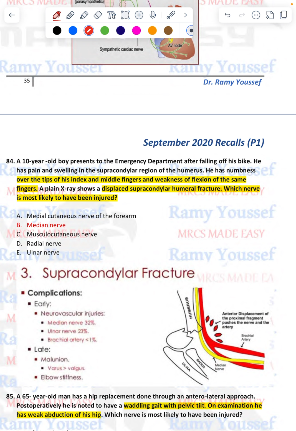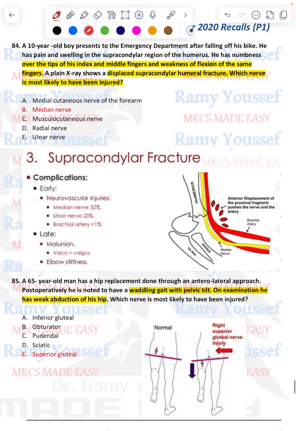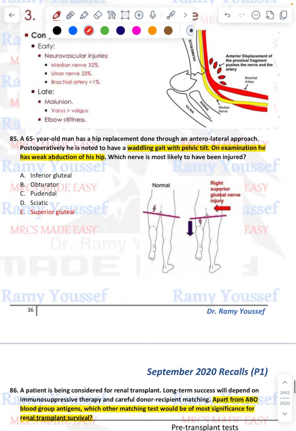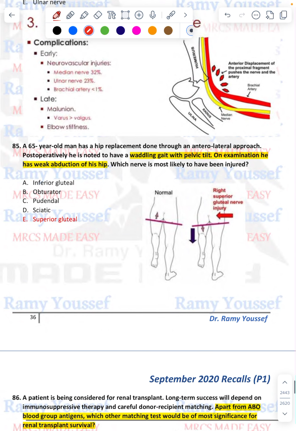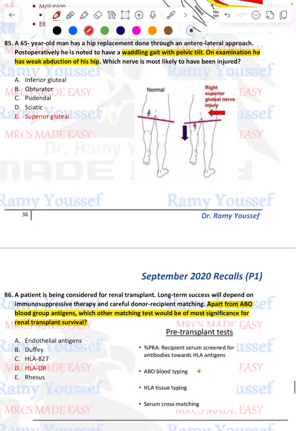A 65-year-old man has a hip replacement done, anterolateral approach. Postoperatively, a waddling gait is noted. So gluteus medius loss, superior gluteal nerve. A patient is being considered for renal transplant. Long-term success will depend on immune suppression. Apart from ABO, HLA-DR is there. DR, HLA-DR.